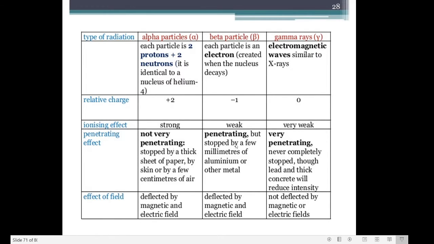Beta is moderately penetrating, but gamma rays are very penetrating. So they use gamma rays as a replacement for the X-ray. X-rays penetrate to the bones, so they use X-rays. Likewise, gamma rays have a highly penetrating property.